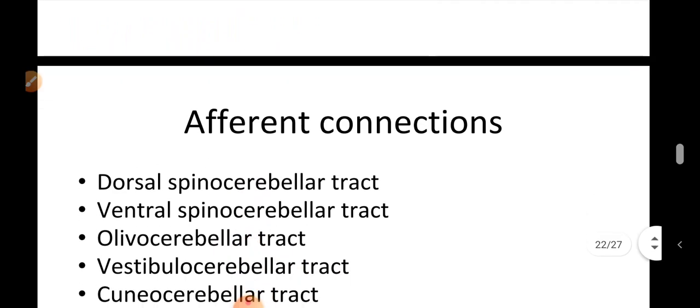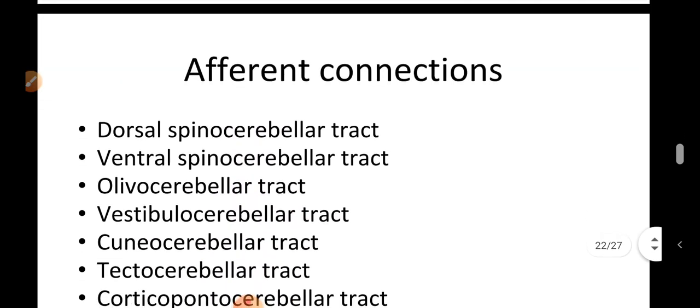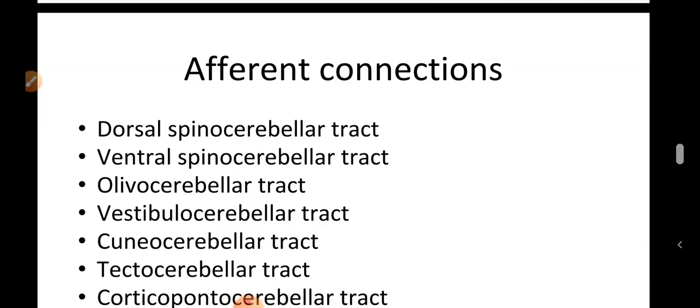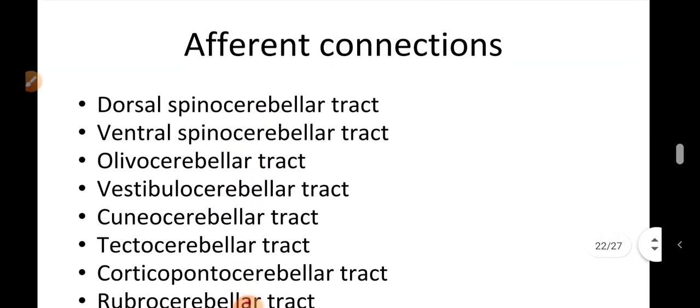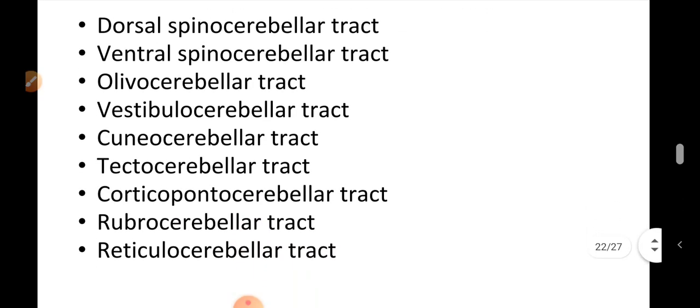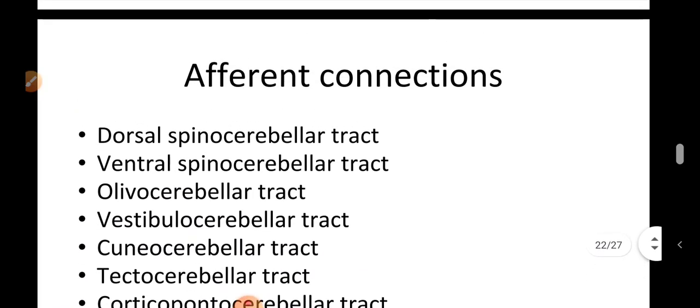Now we'll see first the afferent connections. Mainly all the afferent connections are coming to the cerebellum from the inferior cerebellar peduncle. So afferent connections consist of dorsal spinocerebellar tract, ventral spinocerebellar tract, olivocerebellar tract, vestibulocerebellar tract, cuneocerebellar tract, tectocerebellar tract, cortico-ponto-cerebellar tract, rubrocerebellar tract and reticulocerebellar tract. So these are the afferent fibers.